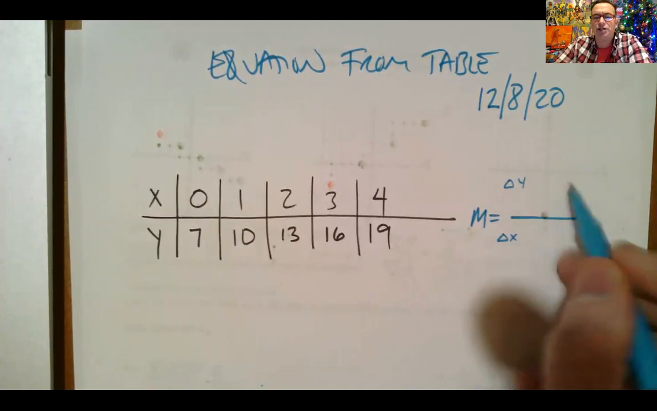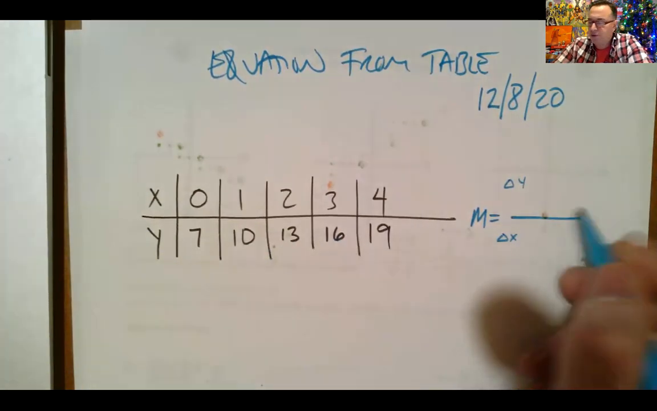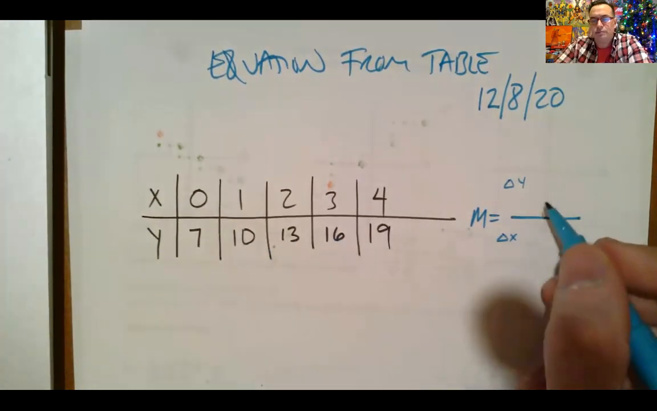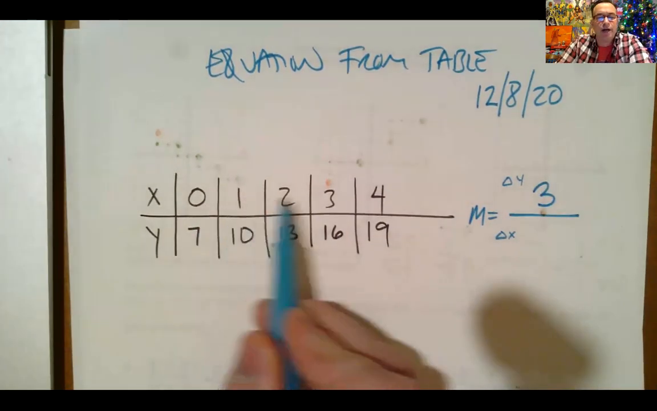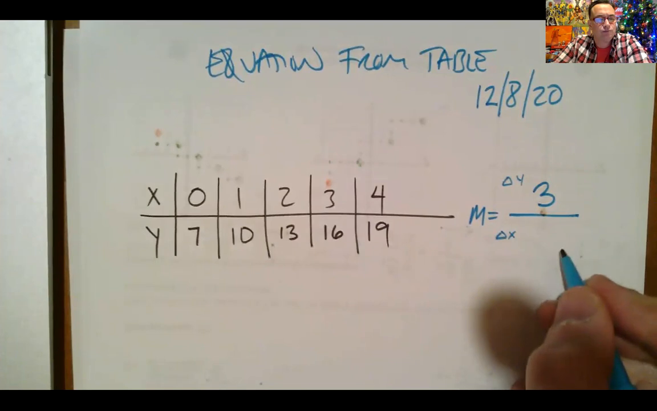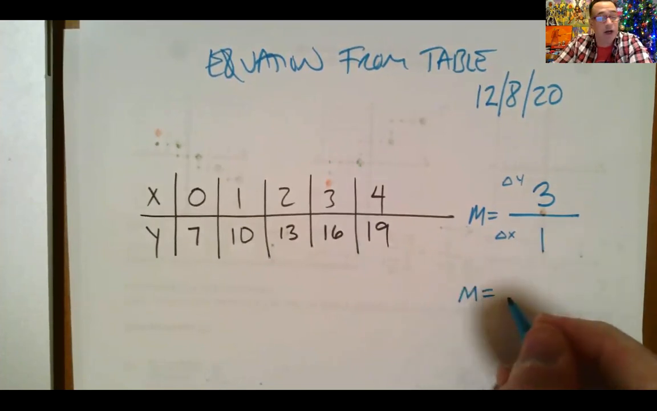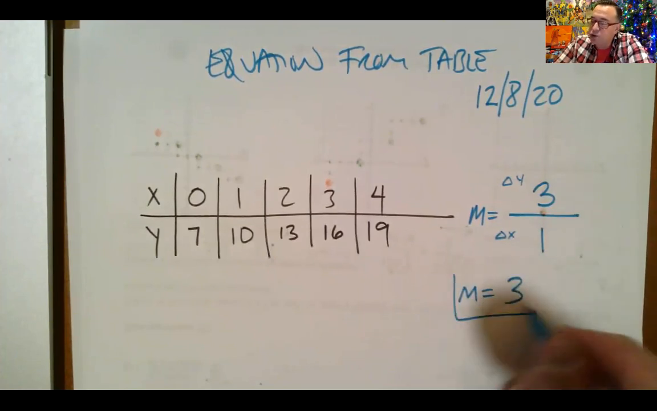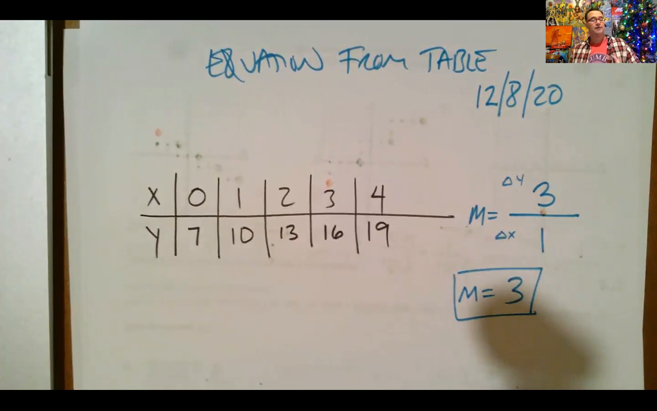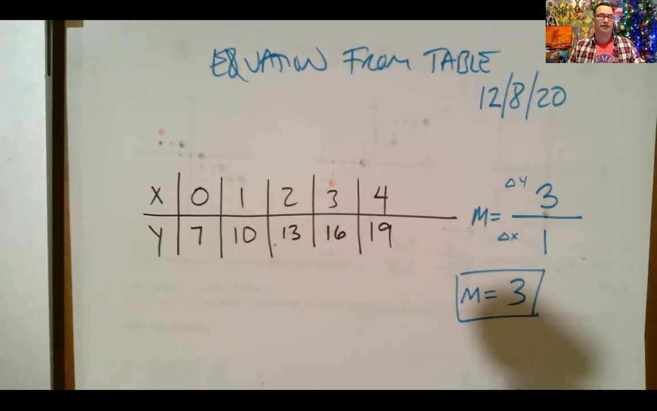What's my change in y? If I look here, how much am I going up by each time? 3, absolutely correct. And if I look at my change in x, what am I going up by each time? I'm going up by 1. So my slope for this is 3 over 1, or if I want to write it as a whole number, my slope is 3. That is helpful because anytime we find the equation from a table, you've got to find the slope. That is a key for something like this.